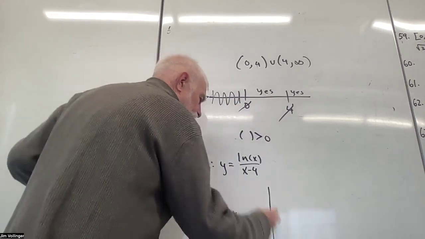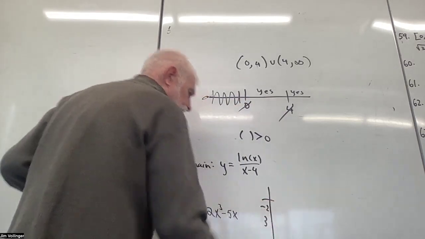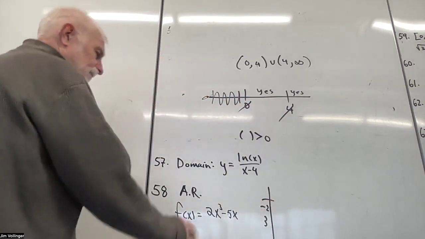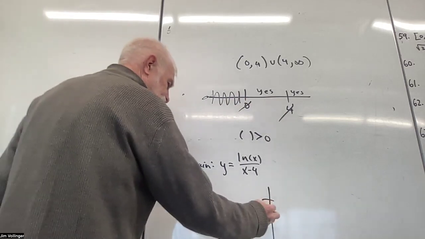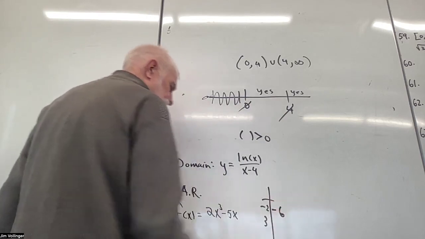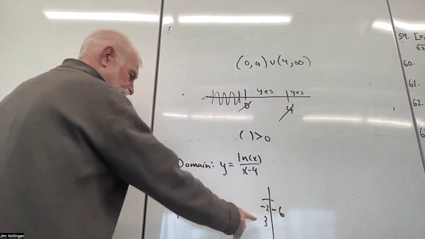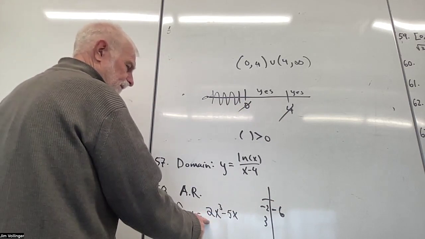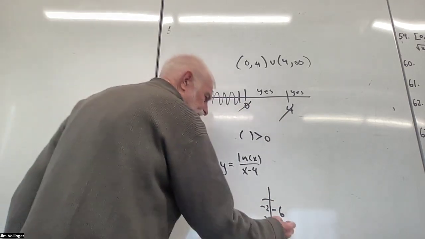Let's go from -2 to 3. I think that's what I did in the last lesson. So if I put -2 in, I'm at -16 plus 10 is -6. I hope that's not a careless error. If I put in a 3, I've got 54 minus 15 is 39.